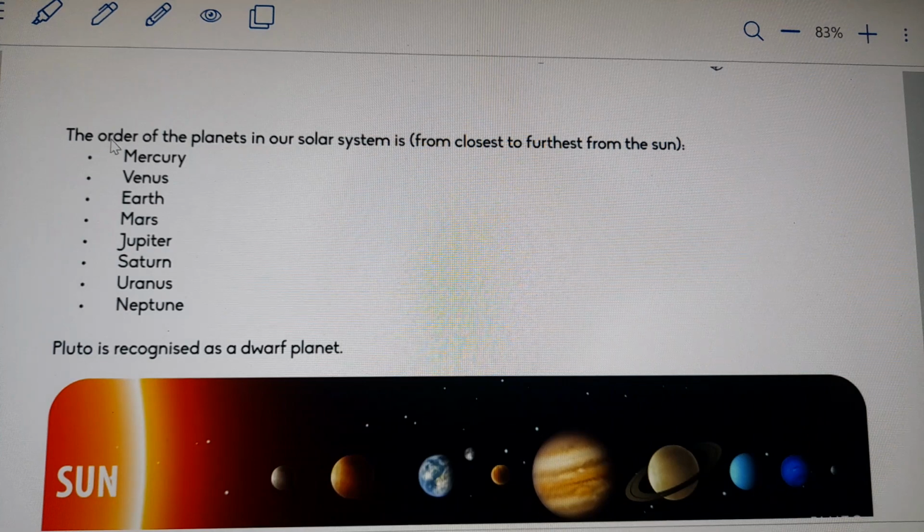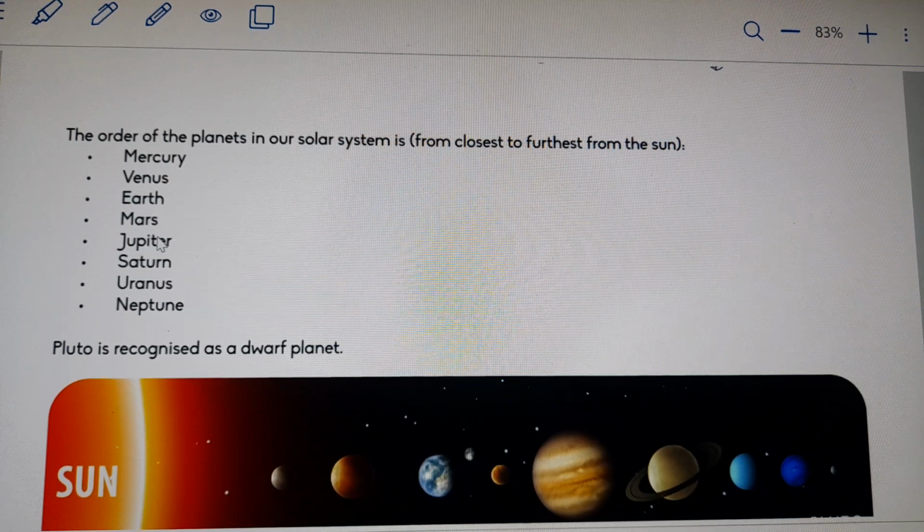So now we have the planets. How many planets do we have? 2, 4, 6, 8. We have 8 planets. Yes. And the order of planets in our solar system is from the closest to the furthest from the sun. So the one that is number 1 is closer to the sun, and number 8 will be far away from the sun. The first one is Mercury, second Venus, then we have the Earth. The Earth is not the closest to the sun, otherwise we would die because it's so hot. So the Earth is number 3 in terms of being close to the sun.